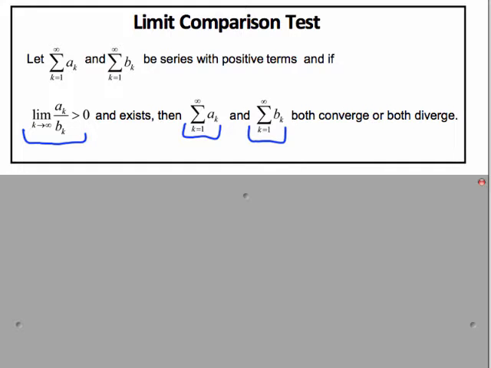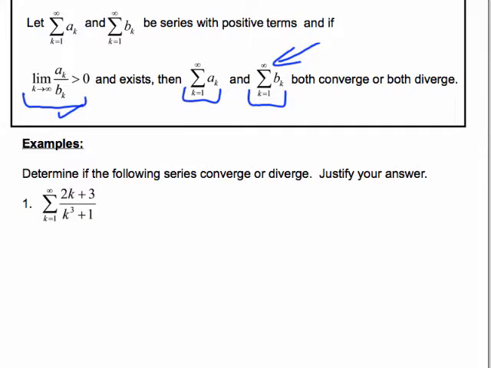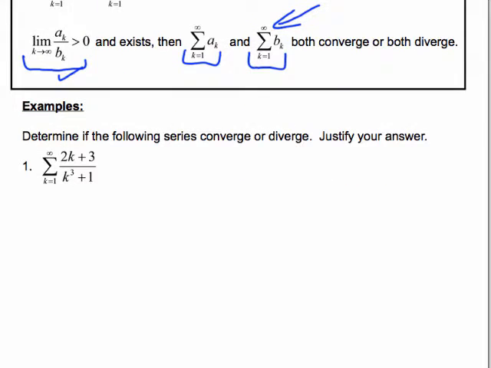So the key to this test is to compare your given question to another series that you know the convergence or divergence of. If you evaluate this limit and get a finite value, you will then know the convergence or divergence of the other series. So again, check to be sure that your terms approach 0. Alright, so we want to use the limit comparison test.